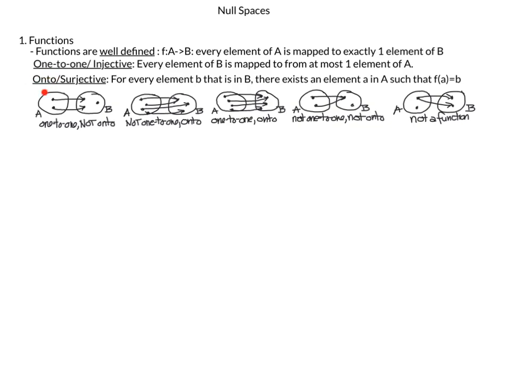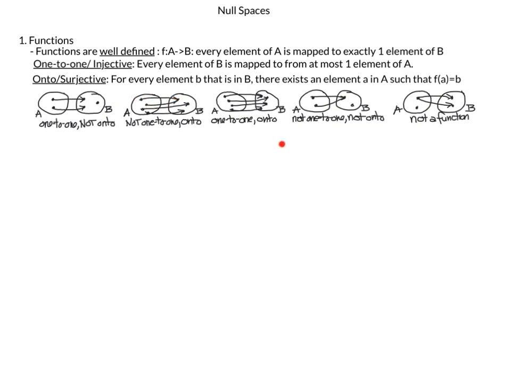And then last we have onto, or surjective, functions. For every element b in the set B, there exists an element a in the set A such that f of a is equal to b. Here, this function is not onto because there's an element of B that doesn't have anything in A mapped to it. This function is onto because all three elements of B, there's only three elements of B, have something in A mapped to them. But again, it's not one-to-one because this element of B has two elements of A mapped to it.